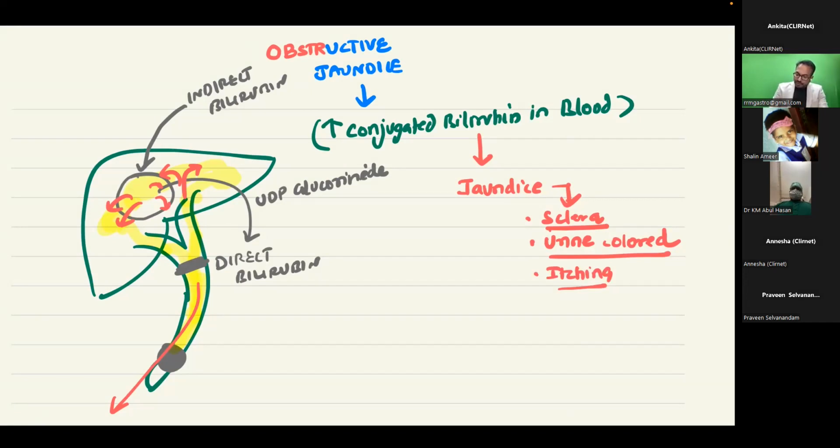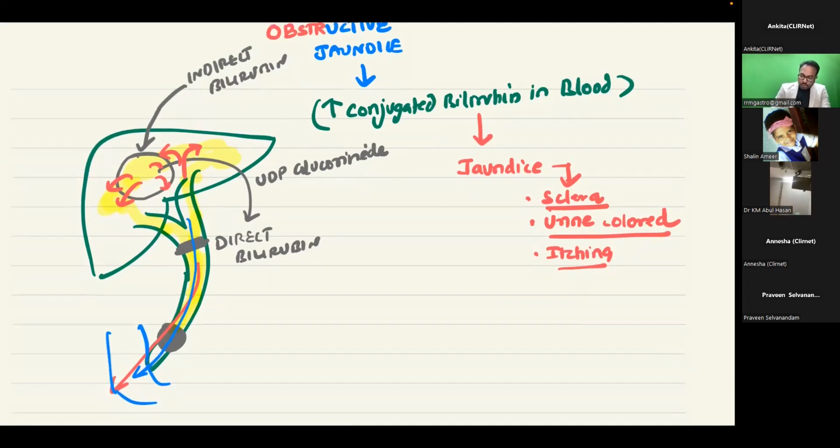And very important, since bilirubin is not entering the GIT, what is becoming white? The stools are not yellow in color. These patients have clay colored stools, clay color or pale white color. We call it white stools, or clay colored stools, seen in these patients.